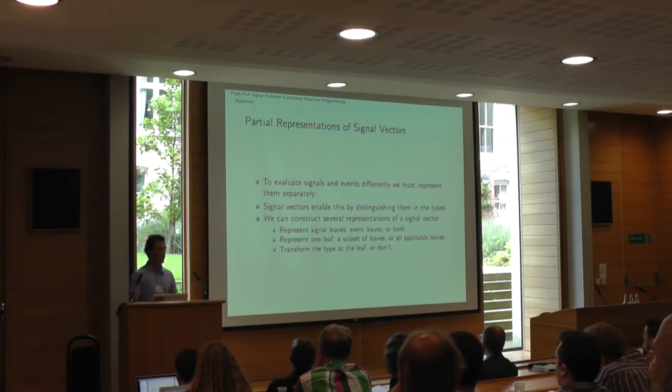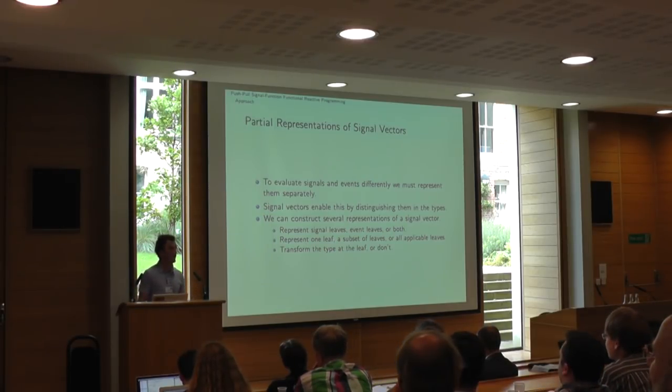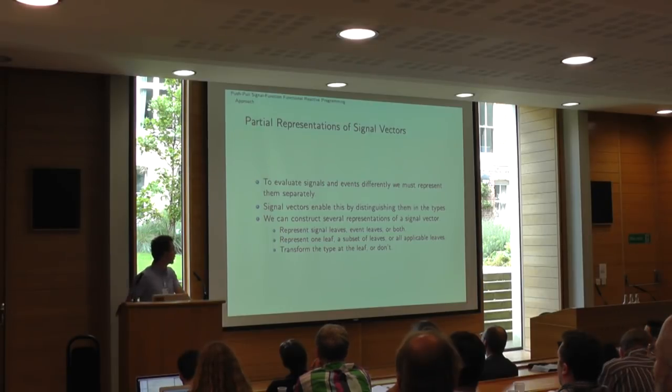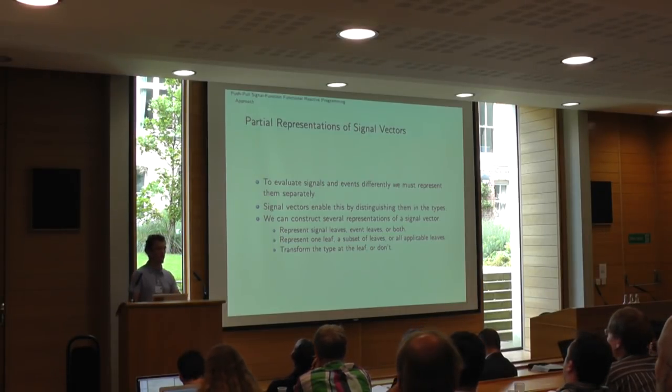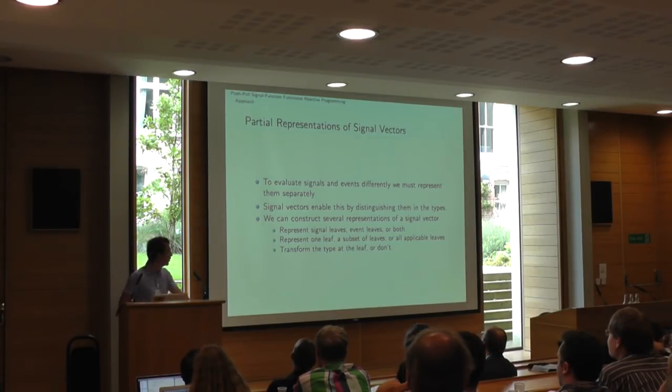We can also choose whether from among those leaves we're just going to represent one of the leaves, a subset, or all of them. And we can also apply a type constructor and transform the type of the leaf or not, which is useful for, say, representing the output handlers when you're actually evaluating the signal function. So you can type the set of output handlers with the same signal vector.